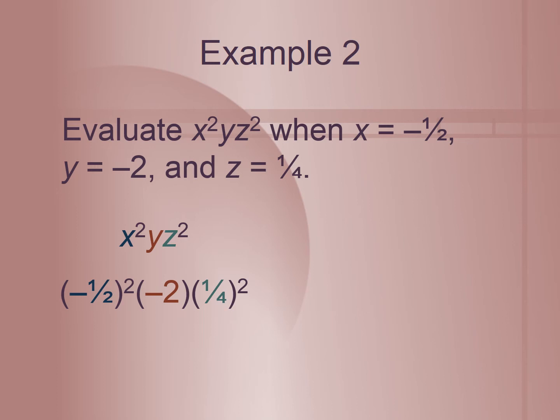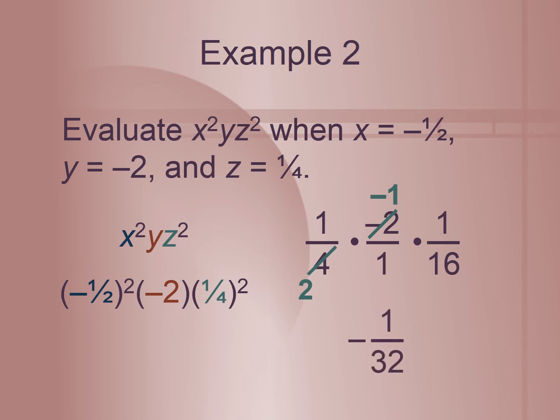Now we need to distribute our exponents. Negative 1/2 squared is negative 1/2 times negative 1/2, which gives us 1/4. Then we have negative 2, but since we're working with fractions, let's go ahead and write negative 2 over 1. And then 1/4 squared is 1/4 times 1/4, which is 1 over 16. Now let's see what cancels. 2 goes into negative 2, negative 1 times, and 2 goes into 4 twice. So now we have negative 1 over 32.